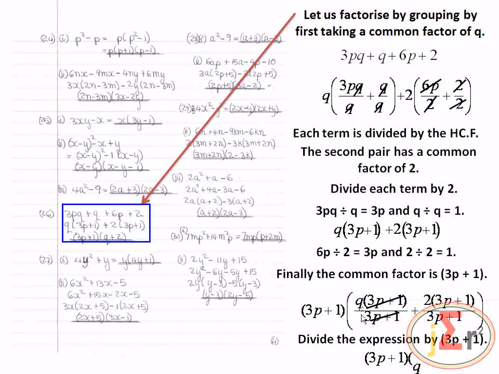And what will remain? Q. And when these go, what remains? 2. So q plus 2.